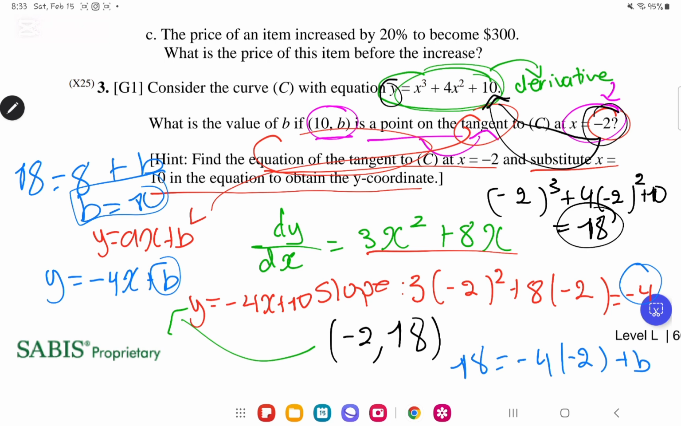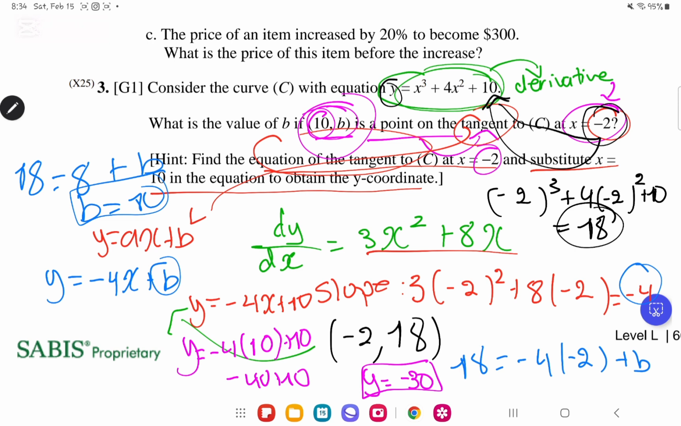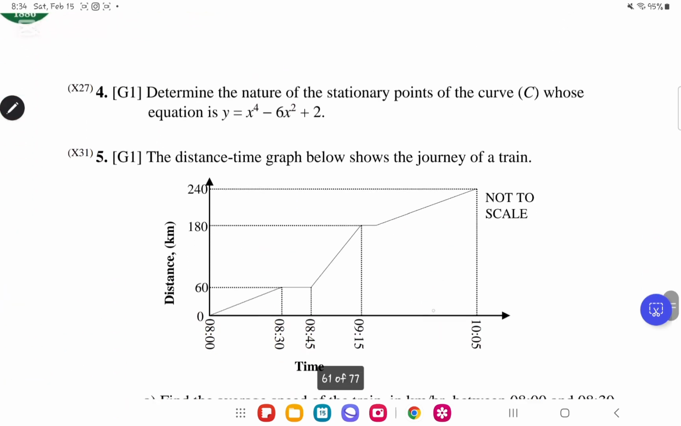Now, what they need from us is the value of b in the point (10, b). So what they are telling us is that instead of x being minus 2, put x to be 10. So it becomes y is equal to minus 4 times 10 plus 10. So after doing it, you are going to get minus 40 plus 10. So you will get that the value of y is equal to minus 30. In this case, the y is b, so you can write that b is equal to minus 30. And that is it for the first question, which is question number 3.